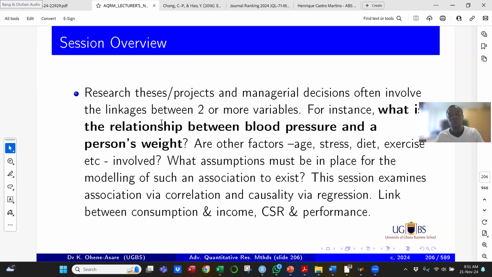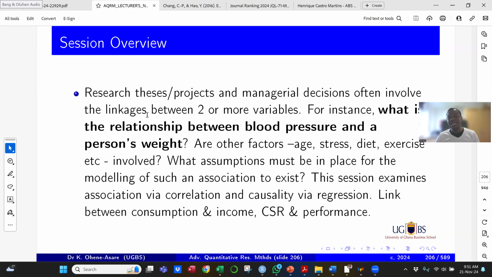So we all do projects, we all do theses, we all do dissertations, we all do research. We sometimes even write project reports for managers. And we sometimes look at association between two or more variables. For example, we look at the relationship between the blood pressure and the weight of a person. And sometimes we wonder whether other factors are causing the blood pressure to go up instead of just the weight.